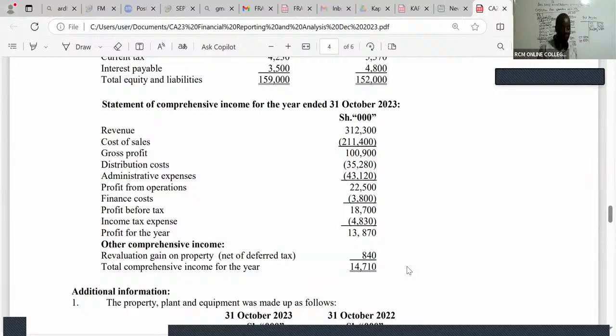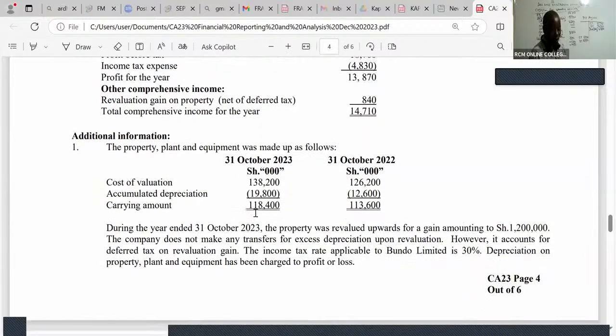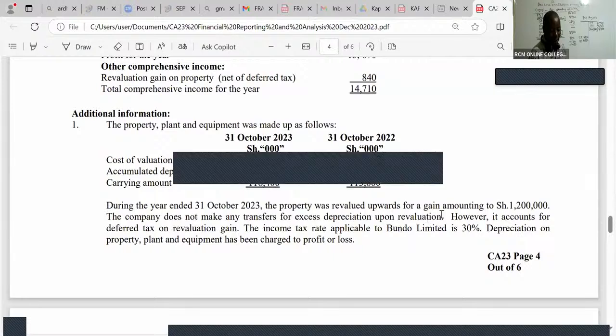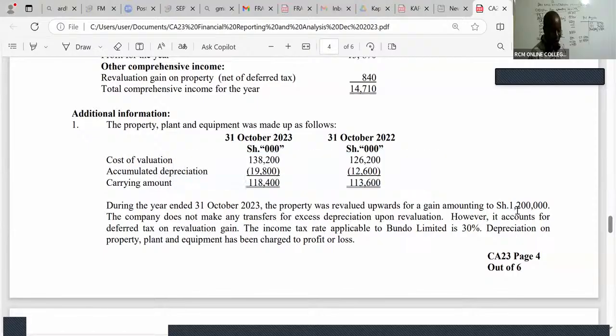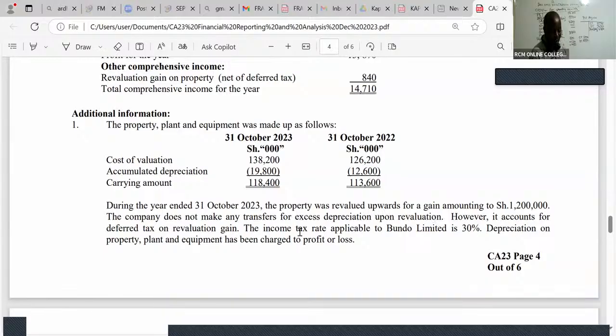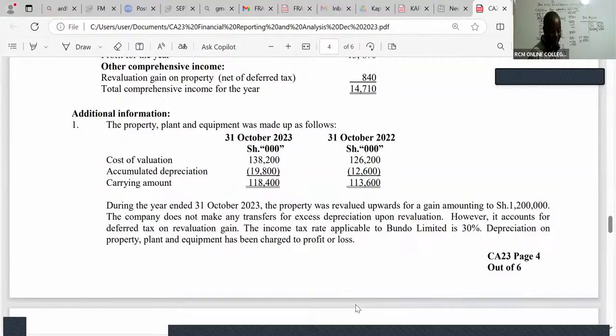But you have a revaluation of PPE. Whenever you have revaluation of PPE, the PPE was revalued upwards, amounting to 1,200. The company does not make any transfers for excess depreciation upon revaluation. However, it accounts for deferred tax on revaluation gain. The income tax rate applicable to Bundo is 30%. Depreciation on PPE has been charged.